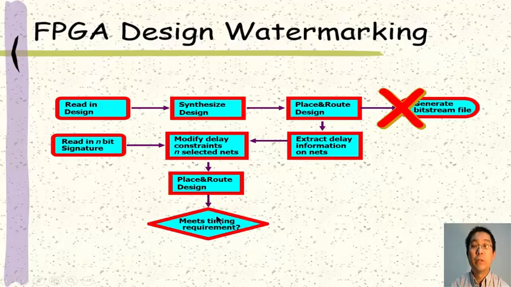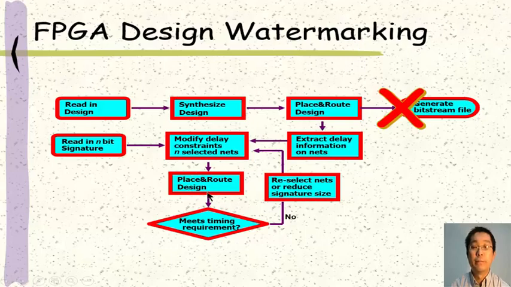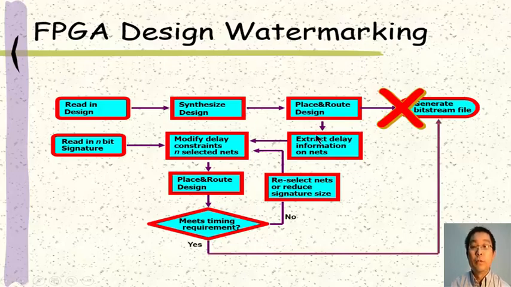And then we check whether the timing requirements are satisfied or not. If they are not, we come back and potentially we may have to reselect nets and then do the place and route again until all the timing constraints are satisfied. And then we generate the configuration bitstream file. So what we see here is because we are checking the timing constraints are satisfied or not, there shouldn't be any timing degradation.